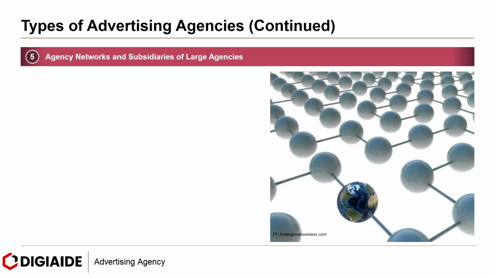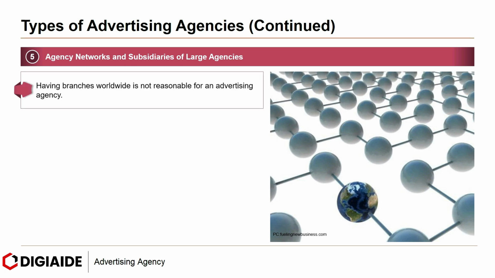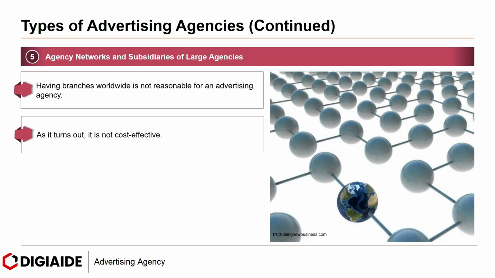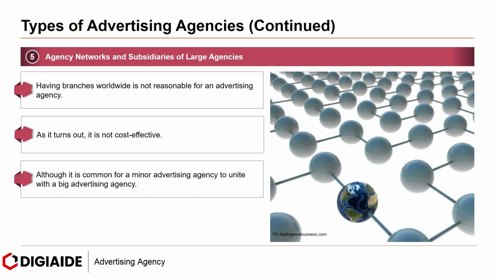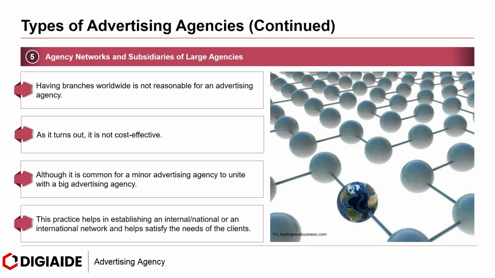Next, agency networks and subsidiaries of large agencies. Having branches worldwide is not reasonable for any agency. As it turns out, it is not cost effective. Although it is common for a minor advertising agency to unite with a big advertising agency, this practice helps in establishing an internal, that is national, or an international network and helps satisfy the needs of the clients.